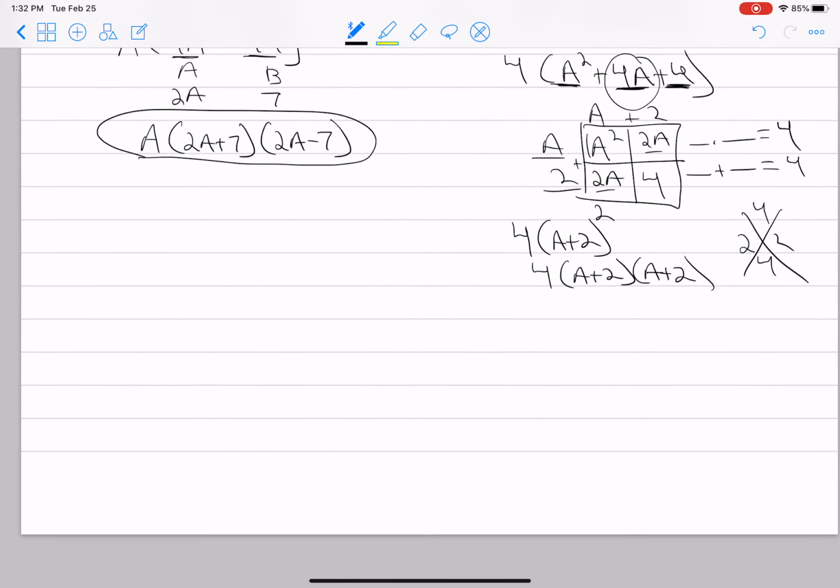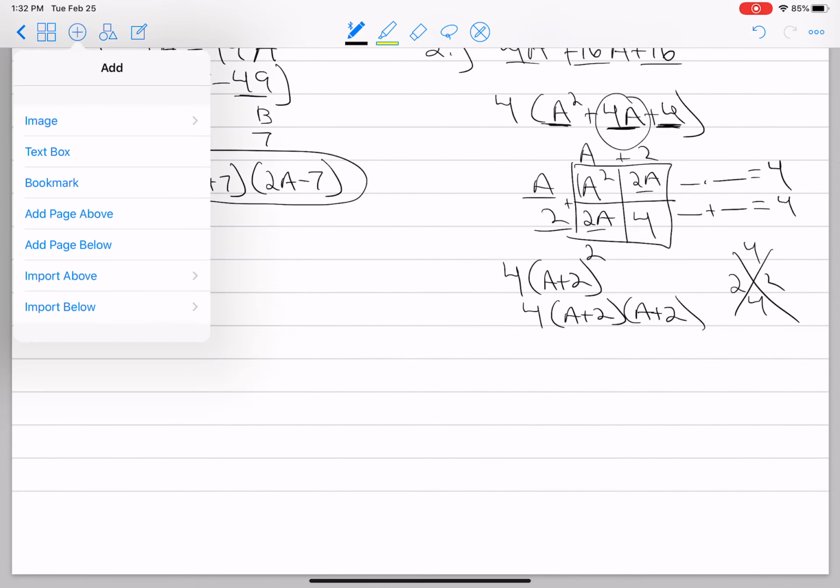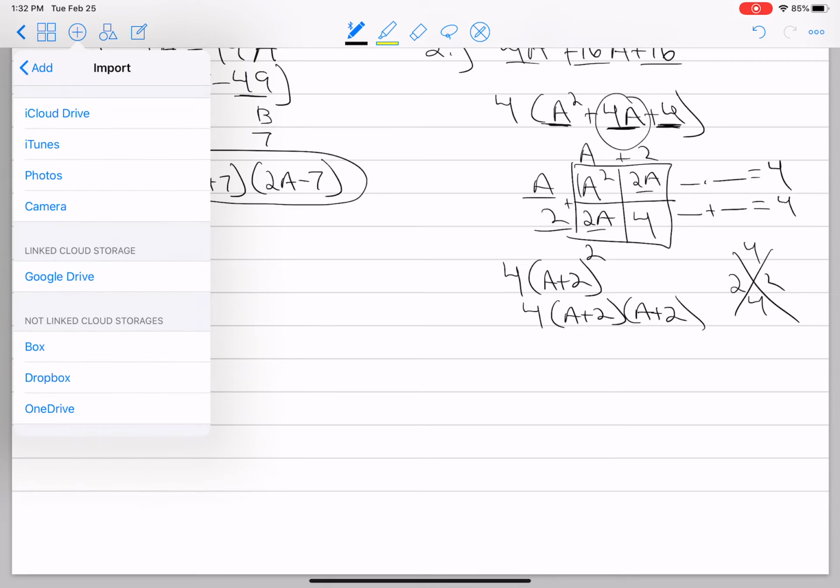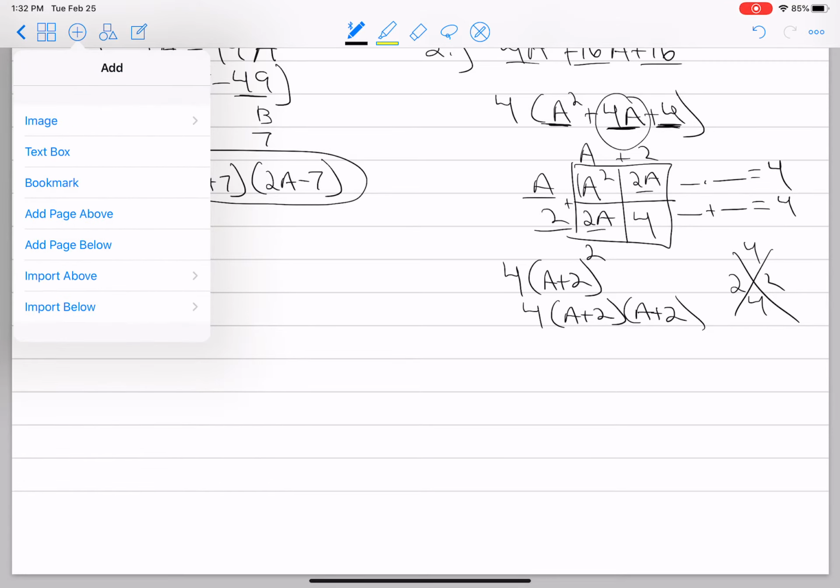All right, moving on to my next example. I'm going to go to a new page. Oh, no. Give me a new page below.